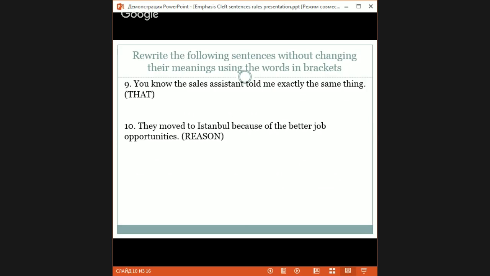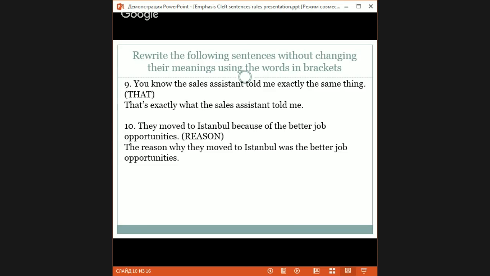All right, so what we have here: the sales assistant told me exactly the same thing. That's exactly what the sales assistant told me. And the next one: they moved to Istanbul because of the better job opportunities. The reason why they moved to Istanbul was the better job opportunities. Or the better job opportunities were the reason why they moved to Istanbul. But again, as for me, cleft sentences sound much better at the beginning of a phrase.